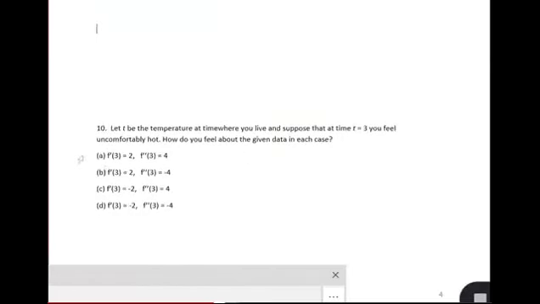Find the critical numbers of f of x equals x to the 4th times x minus 1 to the 3rd. What does the first derivative test tell you? So this time it's just asking us for the first derivative test. All right, let's see what we can do.